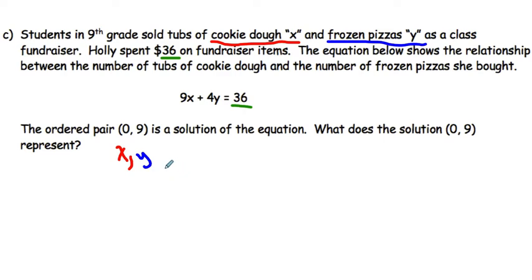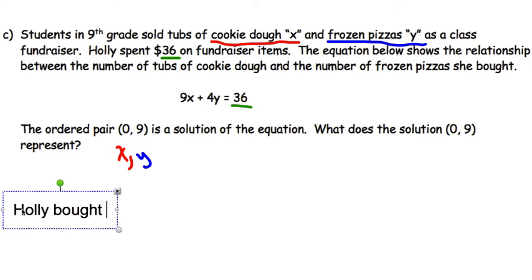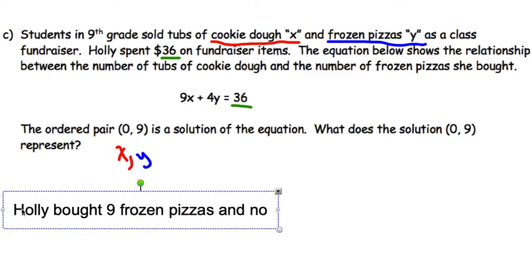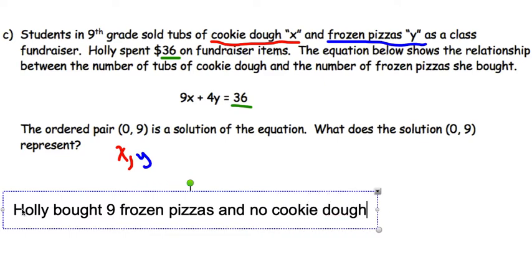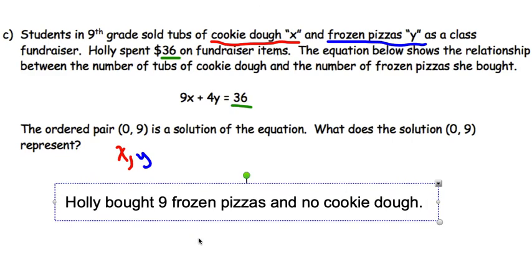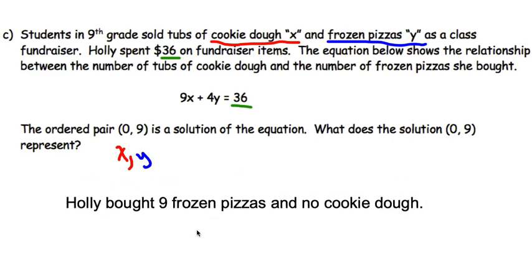So again, let's type this out. We want to write down, what does this represent? Holly bought 9 frozen pizzas and no cookie dough. Okay? We've said everything that we need to say. We're very short and to the point, but we've also written this in complete sentences. Okay, now if we look up here in the context of the problem, I know this is like an extra thing here. This is your answer, what I wrote down here.